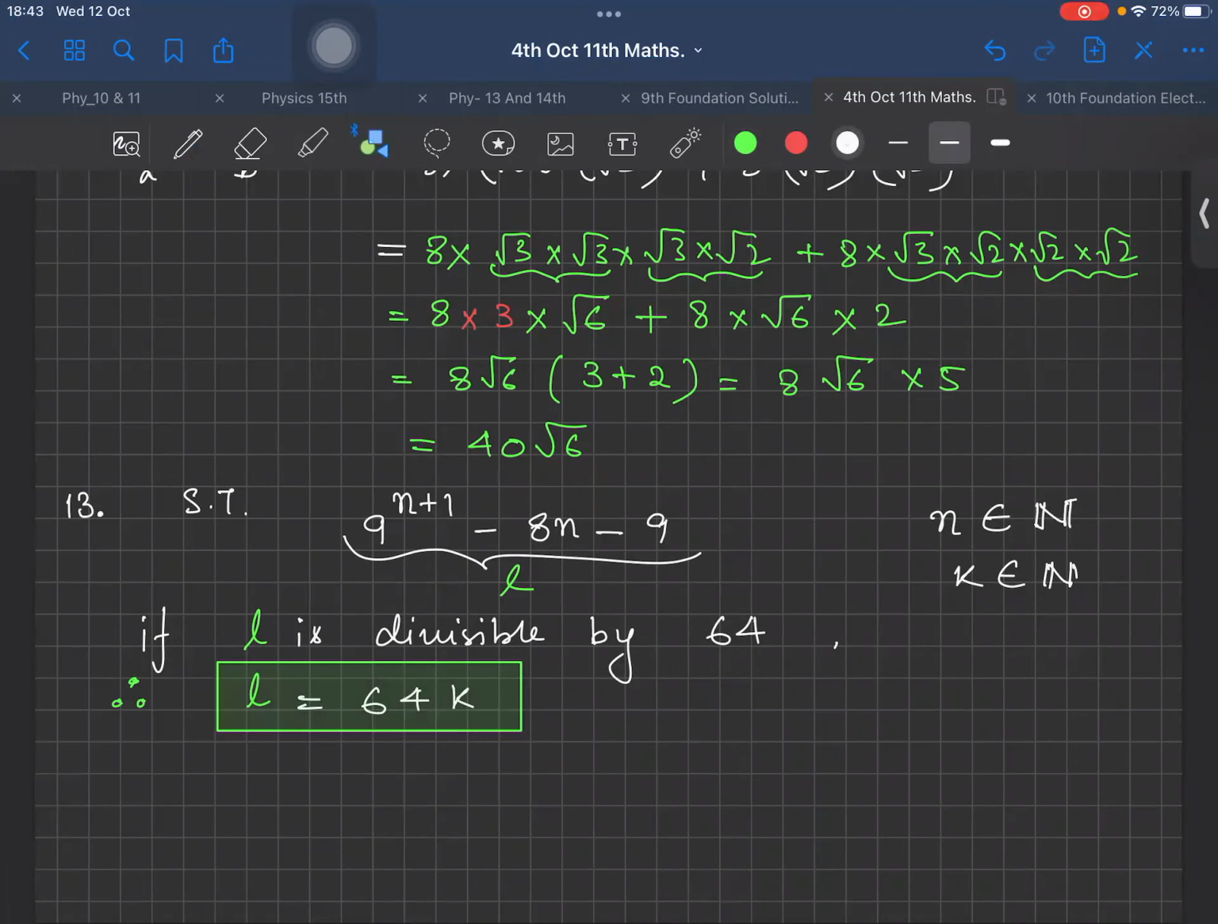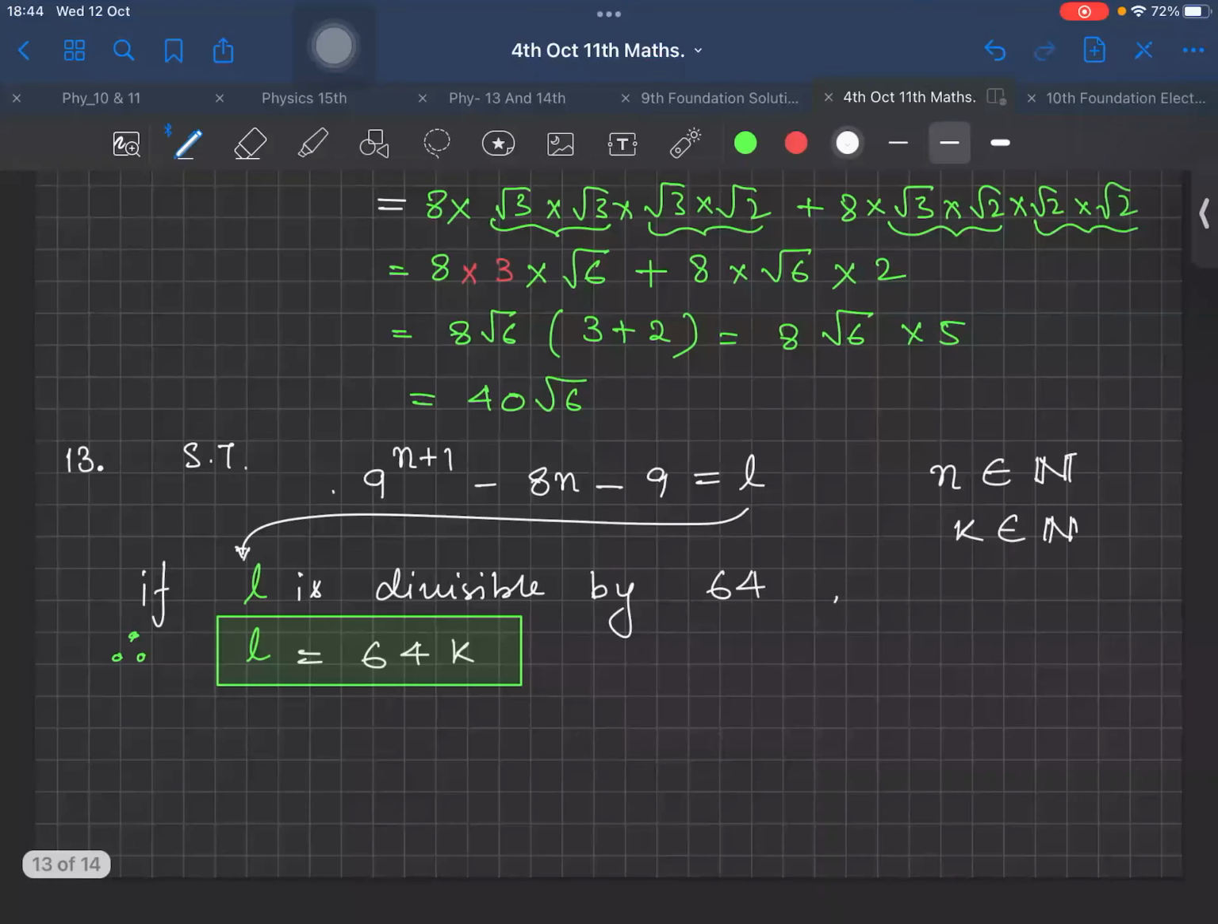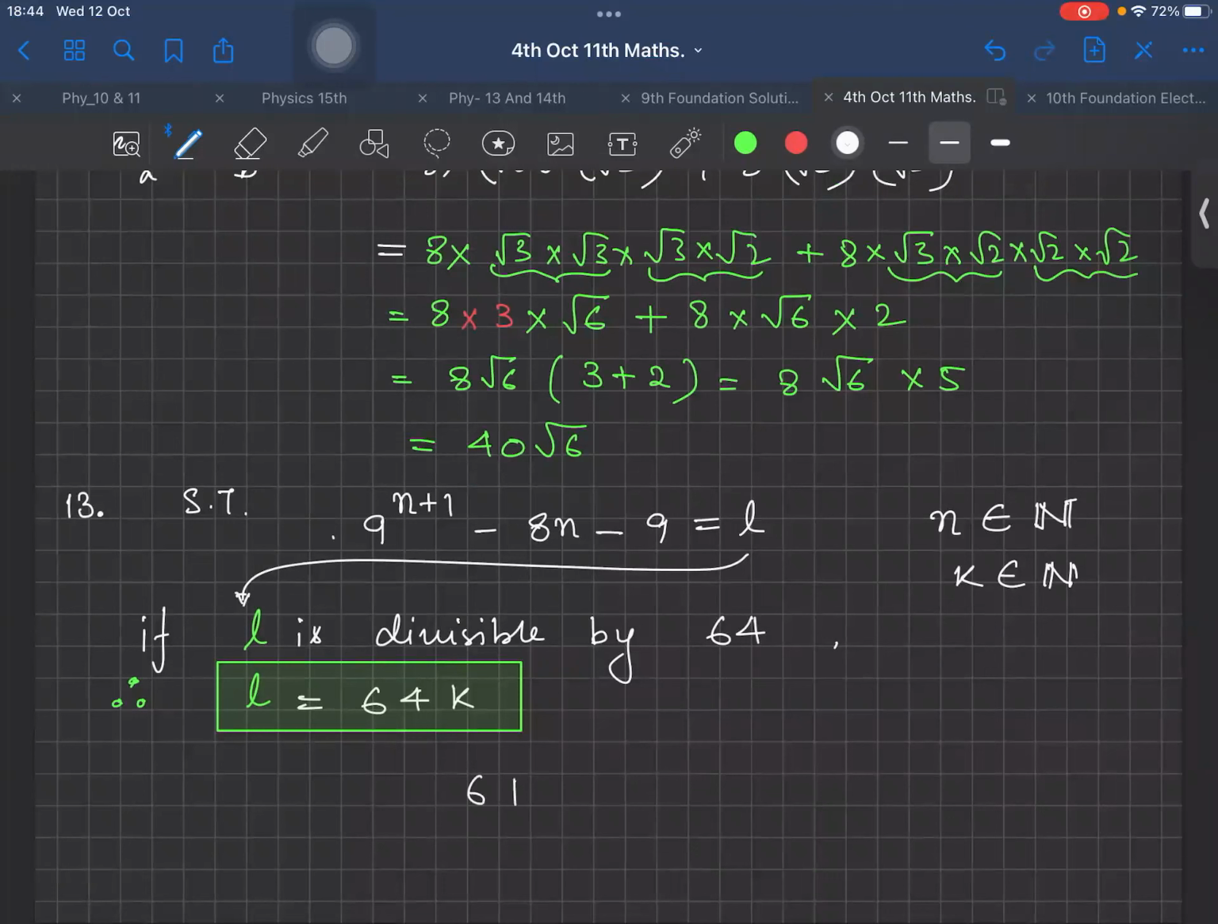Okay, is this clear, or do we need any explanation for this? Okay, you need explanation. Fine. See, any number, if I'm saying this complete is equal to L, I'm just writing this here. Any number, let's say 64, we are saying it is divisible by 2. So when you divide 64 by 2, how much are you getting? 32. Okay, 32 is the answer.